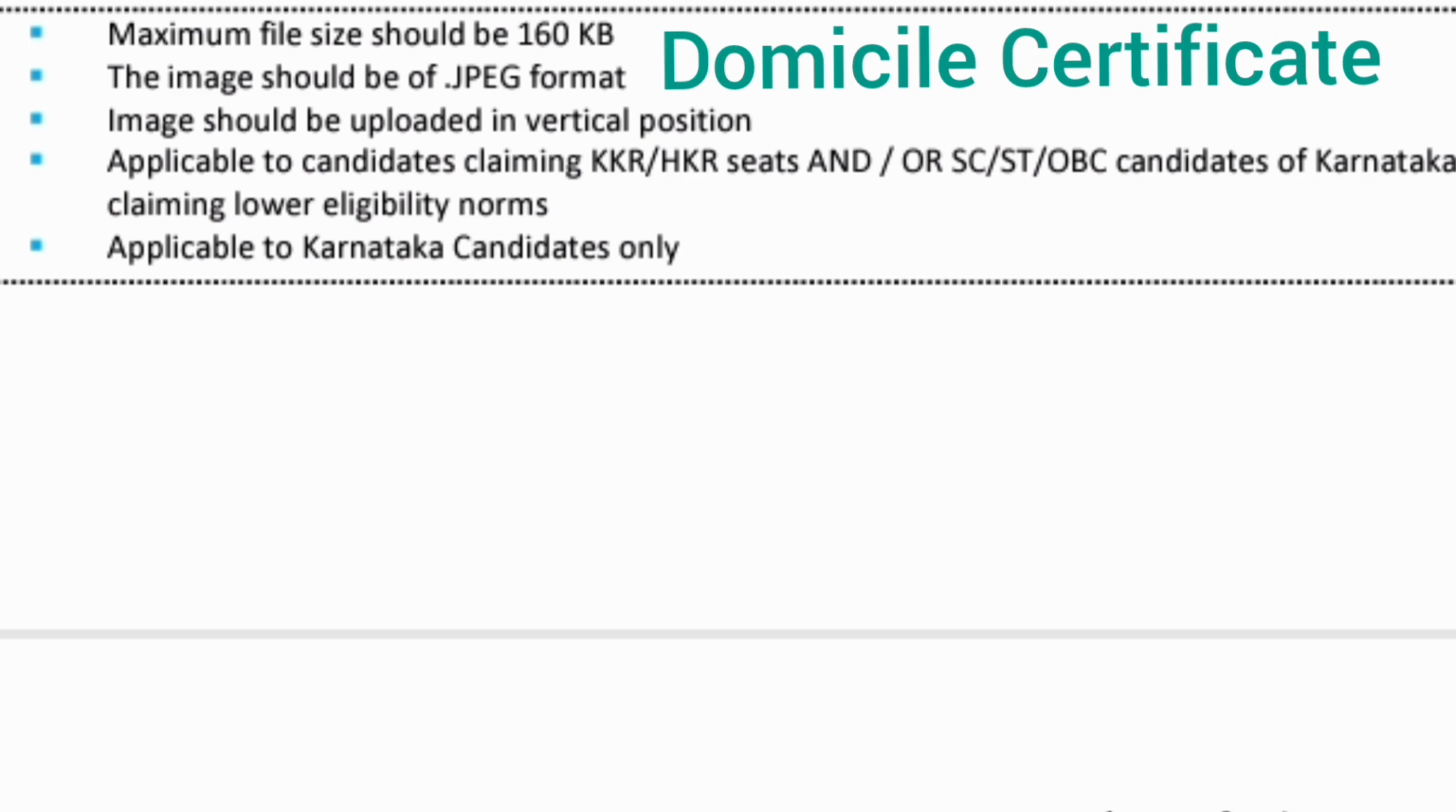And now this is the last one, which is the domicile certificate. Again, it is only applicable for Karnataka candidates only, and there is no reservation for any Karnataka student. COMEDK is a national exam and there is no reservation for anyone. This is only required by students who are not able to meet the eligibility norms of 45% marks in class 12. Those students can give their domicile certificate, and then lower eligibility norms like 35 or 40% would be good enough, right? The same, we should have a file of less than 160 kb in JPEG format.